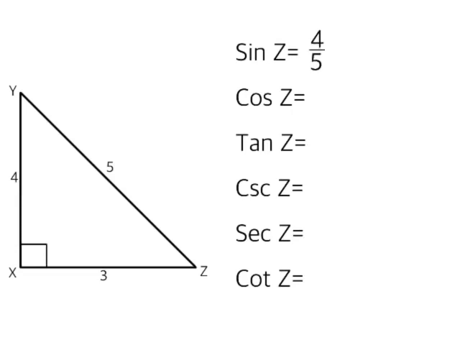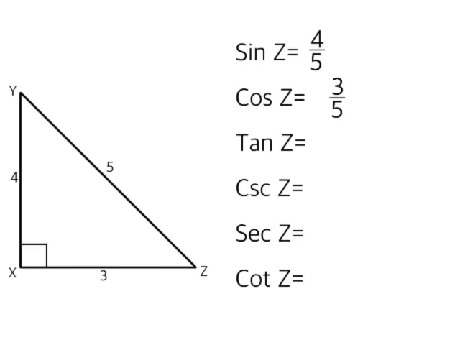Next, we have to find the cosine of angle z. Cosine is the ratio of the adjacent divided by the hypotenuse. 3 is the adjacent side of angle z, and the hypotenuse of the triangle is 5, meaning that the cosine of angle z is 3 divided by 5.